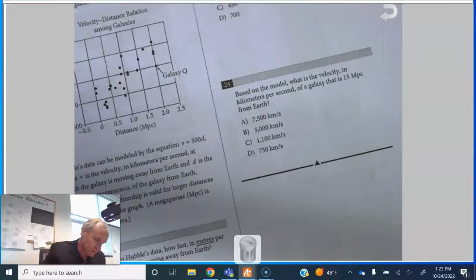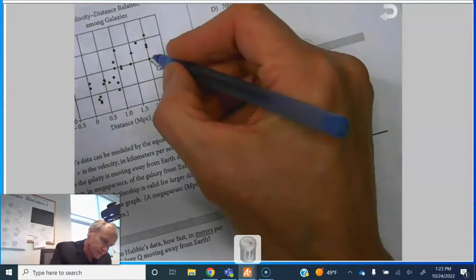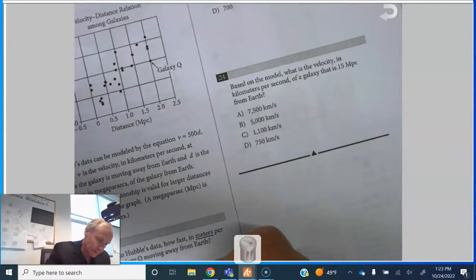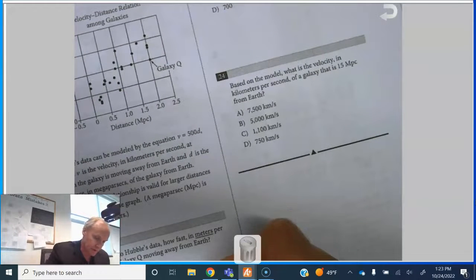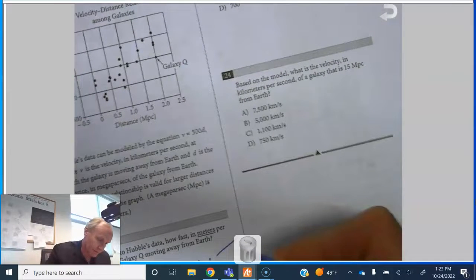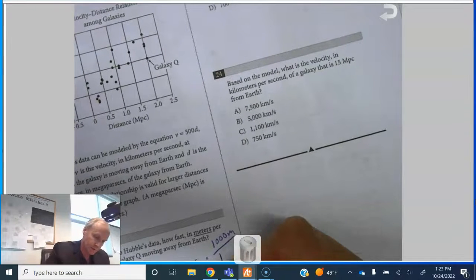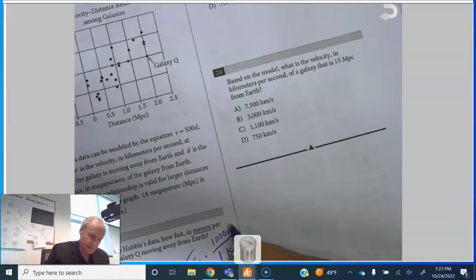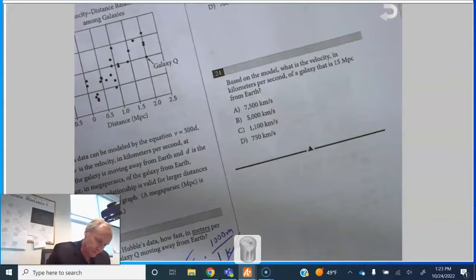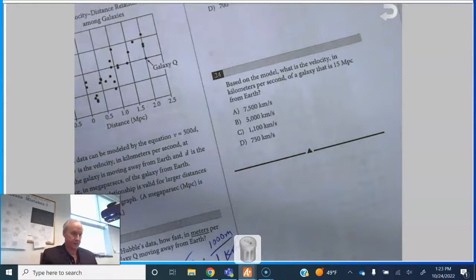Let's see. Okay, according to Hubble's data, how fast in meters per second? So this is velocity in kilometers per second, which is 500. So they just want me to change it, kilometers per 1 second, and we want to multiply that. So we would like to change it to meters per second. So what I want is 1,000 meters in 1 kilometer. And the kilometers will cancel out, and I'm talking about meters per second, which is 500,000. And of course, that's 5 times 10 to the 5th, isn't it? That's in meters per second.